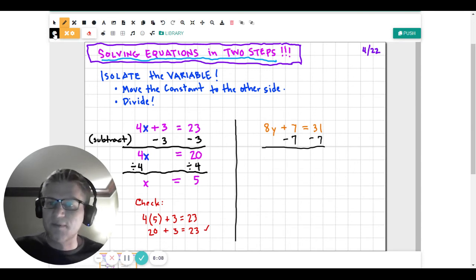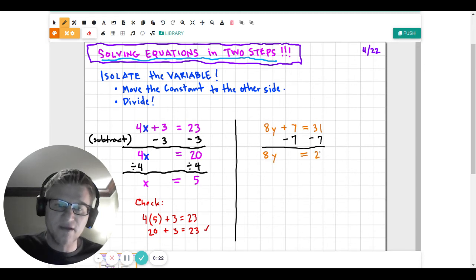I rewrite the problem. So back to my orange. And I say 8y, which didn't change at all. 7 minus 7 is 0. Don't write anything. There's no reason to write the 0. And 31 minus 7 would give me 24.